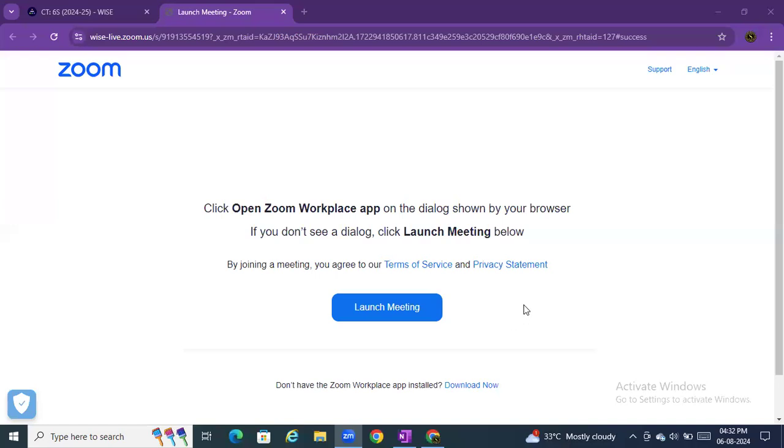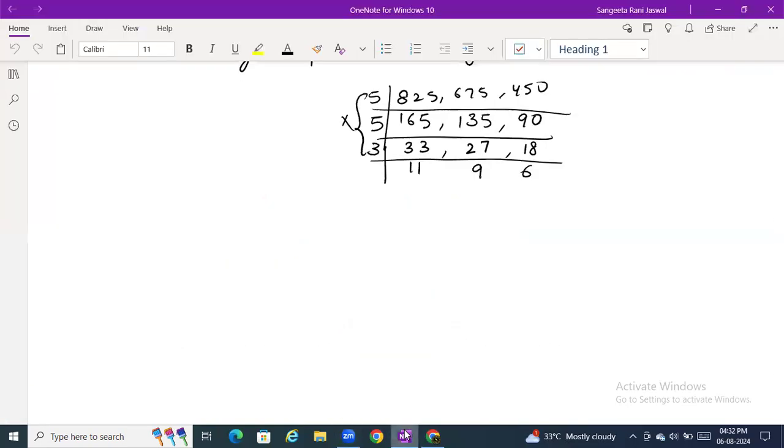Ma'am, tomorrow is my maths test. Ma'am told how to multiply and divide also, ma'am. I didn't understand that topic, how to multiply and divide in integers. In integers, you need to follow the sign rule. In integers, when we do this, we have a sign rule there.